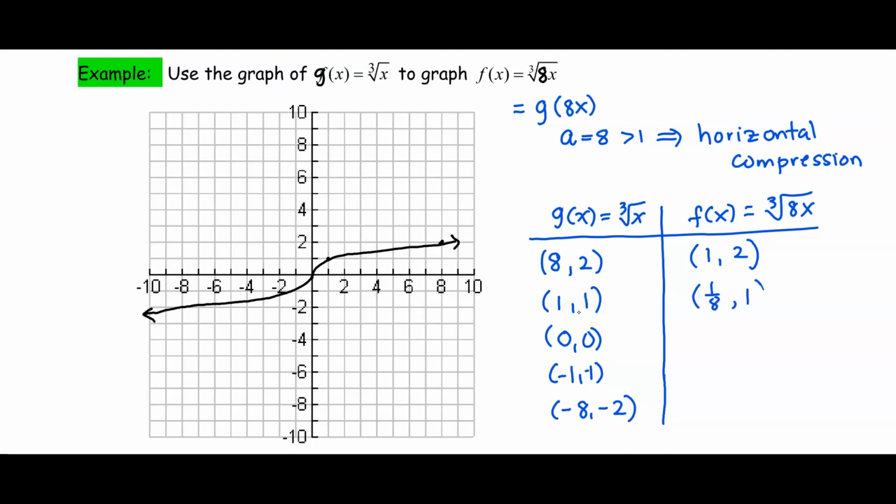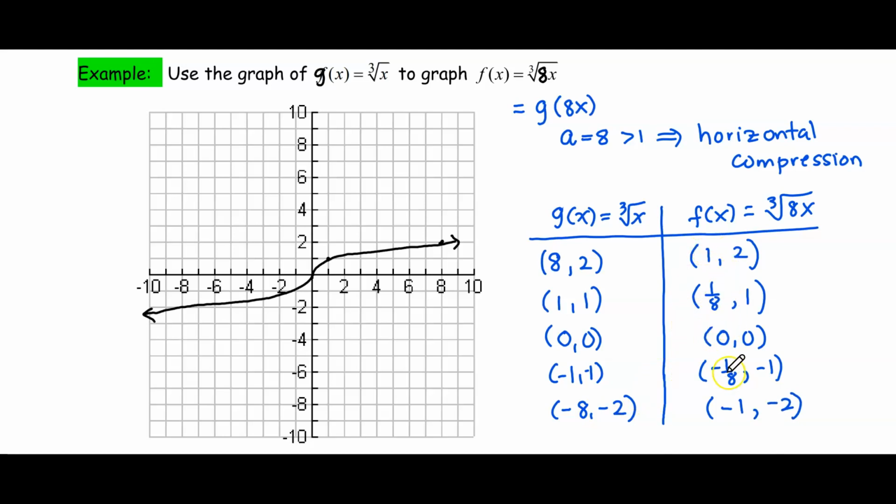And 1 divided by 8 is 1/8. And then you keep 1. The 0 divided by 8 is 0, so that remains 0, 0. Now, -1 divided by 8 is -1/8. You keep the -1, the y coordinate. And here, divide this by 8 as well, so you have -1, -2.